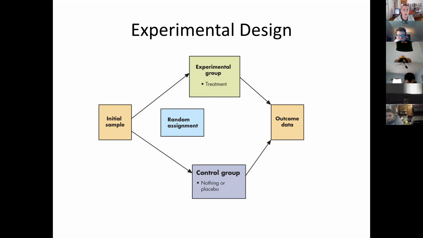So this is the classic experimental design where you have this initial sample, and a random assignment of the initial sample to an experimental group, where something happens to this group that does not happen to the control group. Either nothing happens or there is a placebo. And then you measure the outcome to see if there are any predictable differences between the people that went into the experimental group and the people that went into the control group.